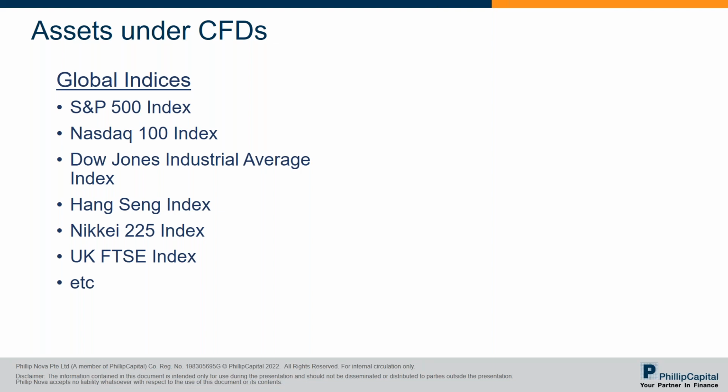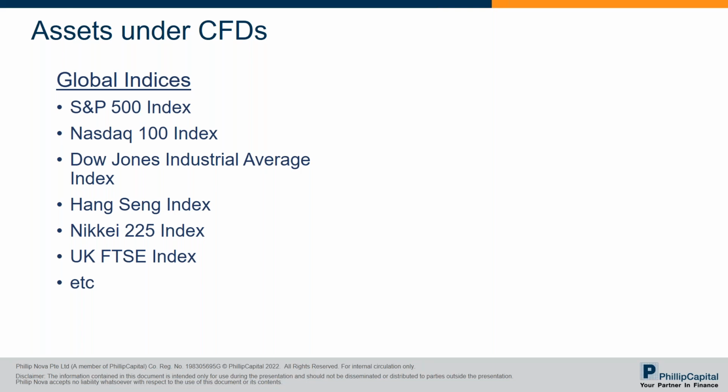Okay, so an index itself cannot be traded. An index is just an index, to track the performance. But how do people normally trade an index? One of the popular derivatives is CFD, and people also trade indices with futures and options. Okay, so that is global indices.